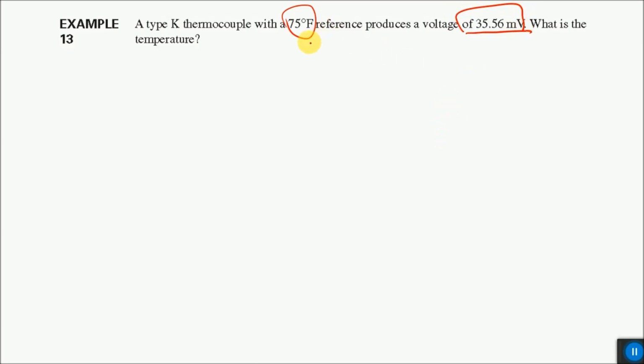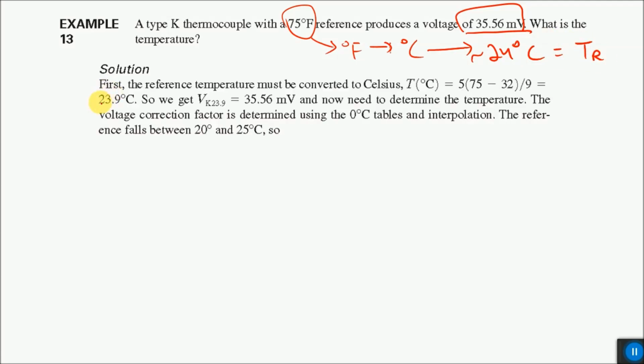So first we have to convert this temperature from degrees Fahrenheit to degrees Celsius, because all our tables are in degrees Celsius. So converting 75 degrees Fahrenheit into degrees Celsius will give us roughly 24 degrees Celsius. So now that is our TR. So let's see, yes, 23.9 degrees is our TR.